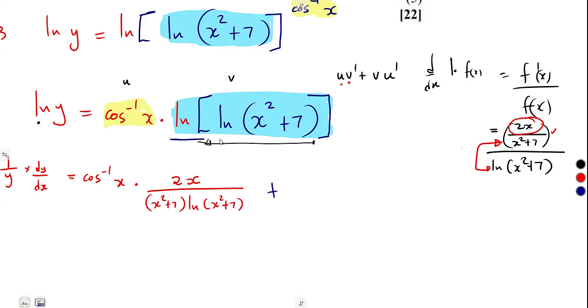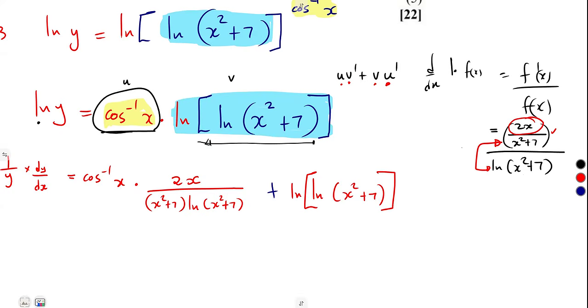Plus, remember we are dealing with a product here. So we take our v as it is. This is the whole v, the ln of the ln of x squared plus 7. This whole part representing v is multiplied by the derivative of u.